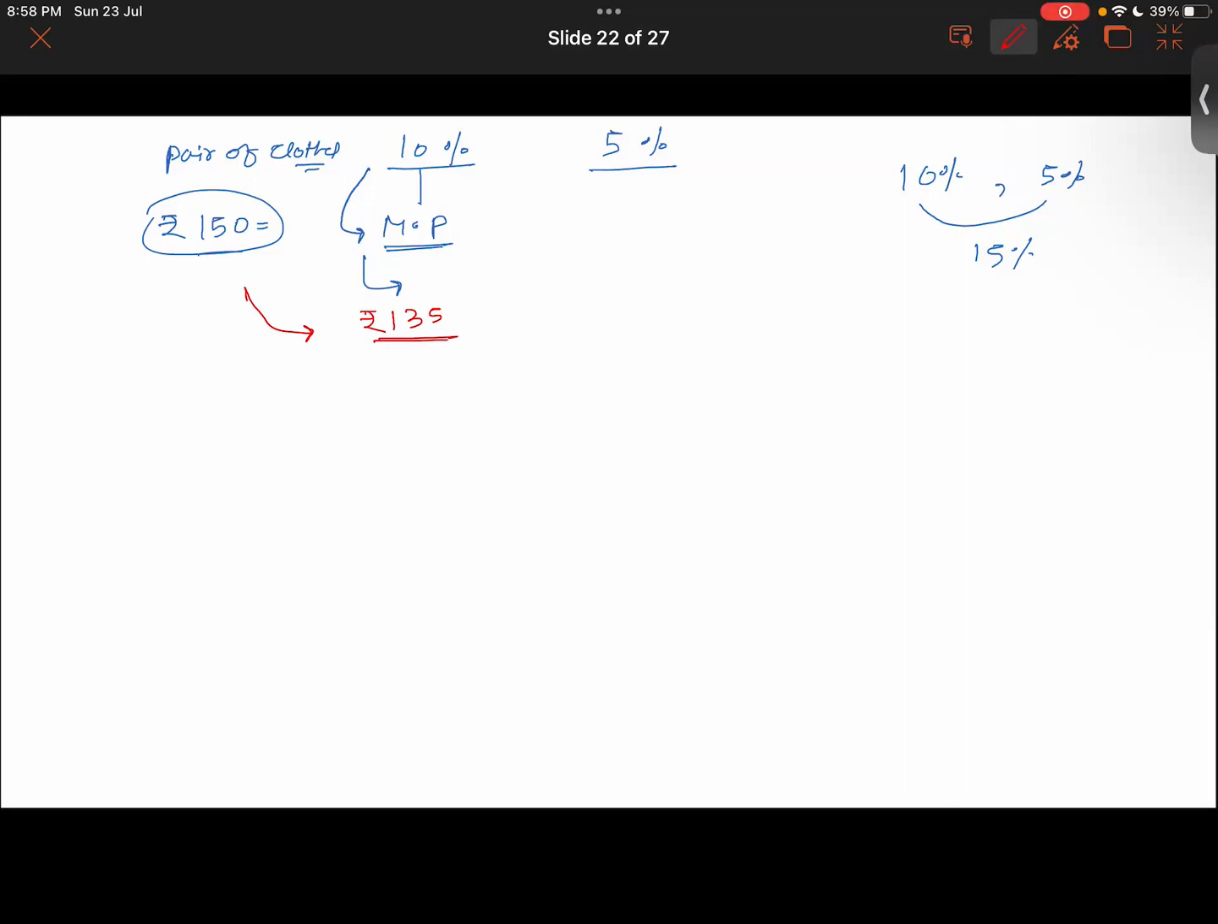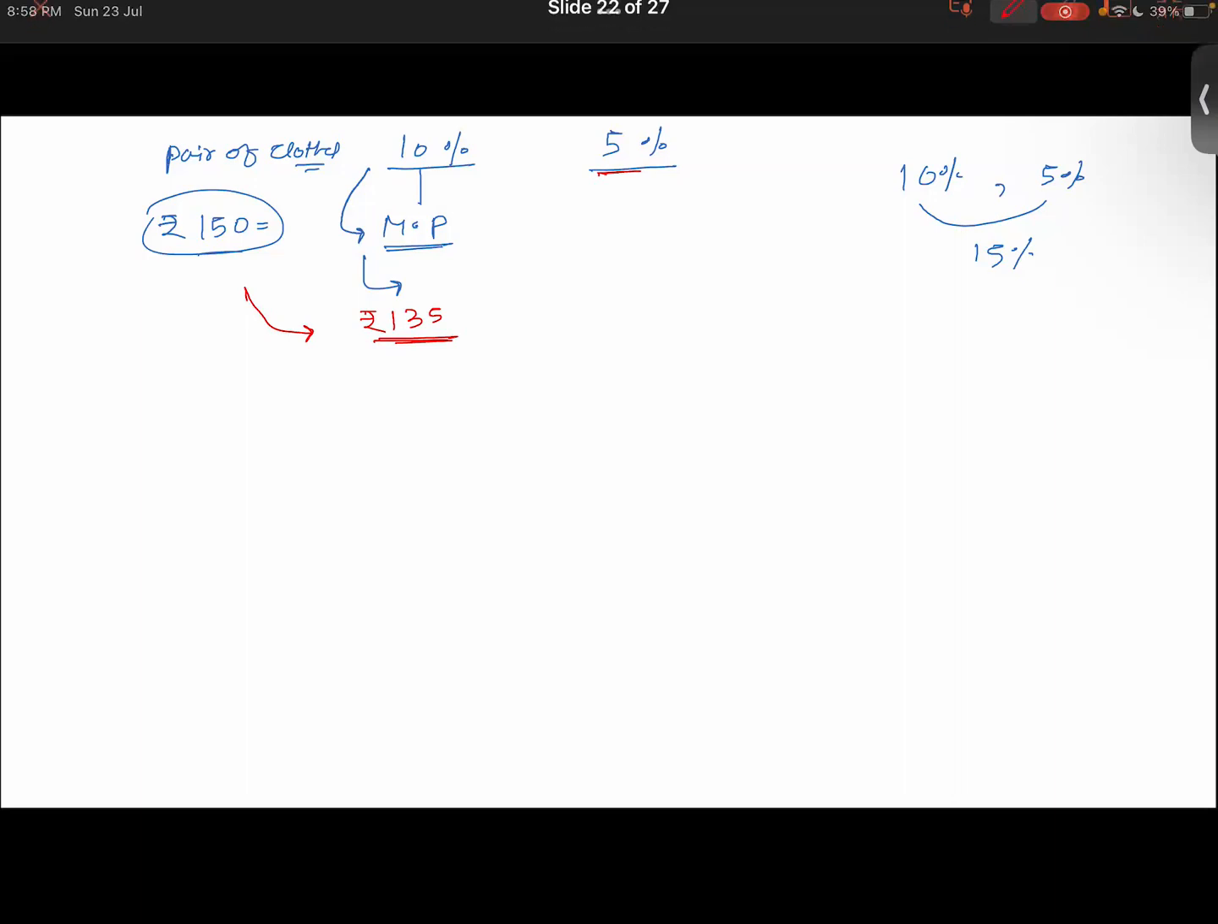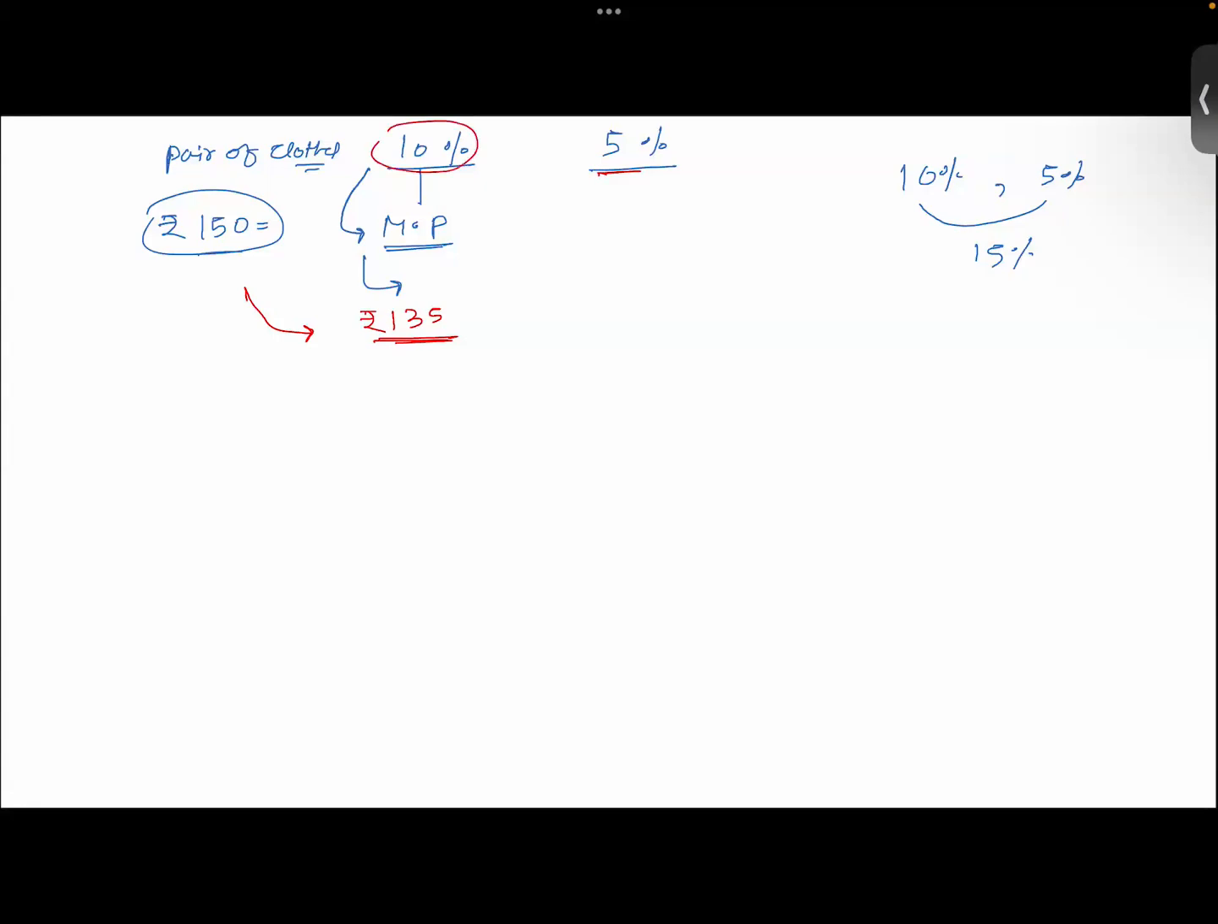Is it necessary to explain that one? That is clear now? Okay, so that is the first selling price over here. Now 5% is the second discount rate here. It is based on the price after the first discount. So after the first discount, what was the price? It was 135. Getting it, guys? Yes, sir.